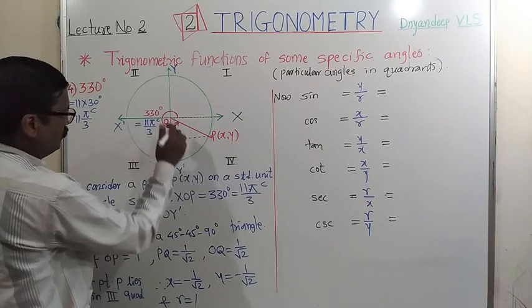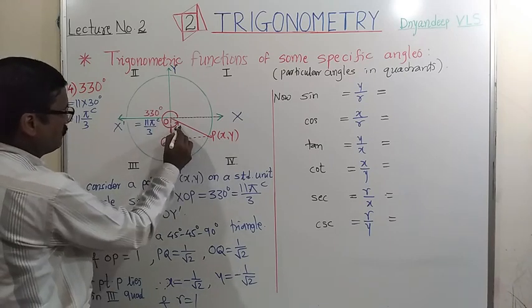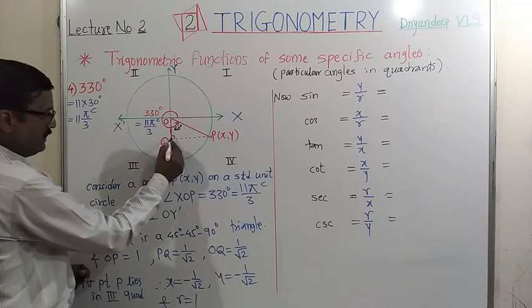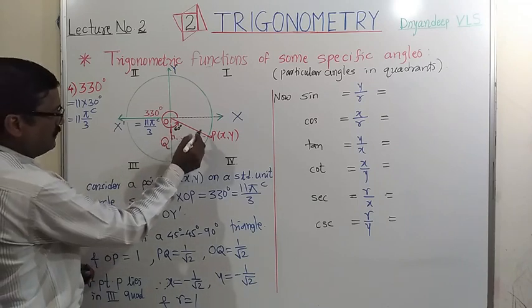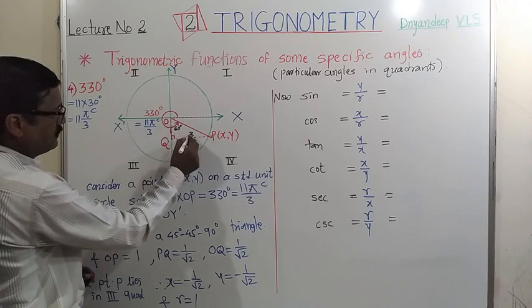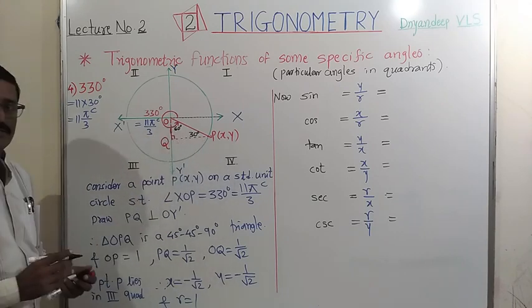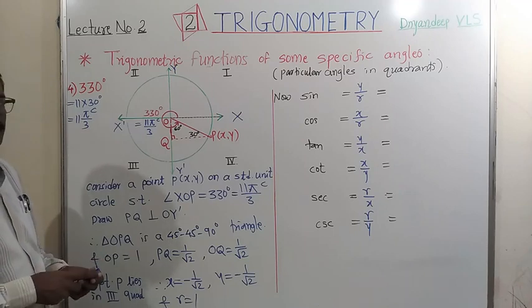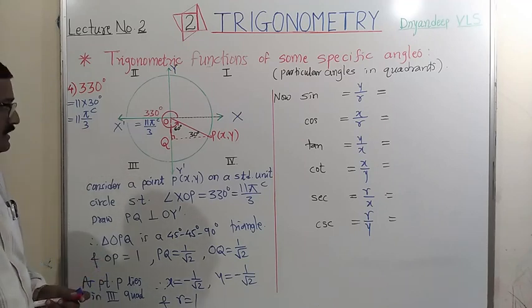Here angle POQ measures 60 degrees. Angle Q is a right angle, so the remaining angle measures 30 degrees. So angle OPQ measures 30 degrees. Is it okay? Understood how we get the 30, 60, 90 degree triangle?